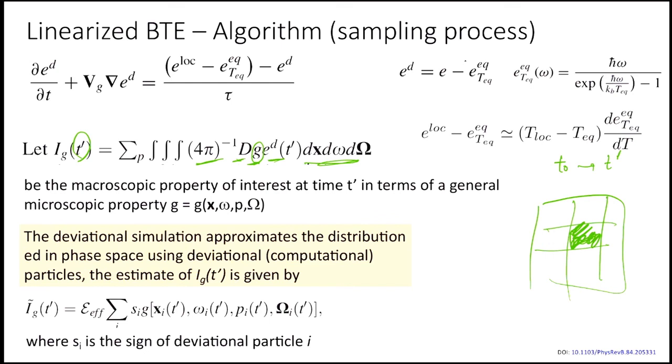Okay, so if we recall, deviational simulation approximates this distribution e_d in the phase space using deviational particles. So this we could determine through the particle's energy, epsilon effective, that we already know. The sign of the particle is s_i. So this I bar G is what we are trying to get, the estimate of I_G. So I bar G is just the estimate of I_G. We could get it as the particle energy, epsilon effective times sign, times whatever our macroscopic quantity is. So we have to sum over all such particles.